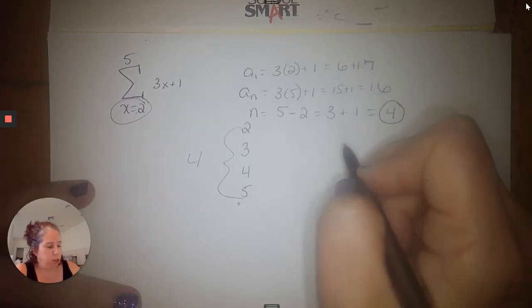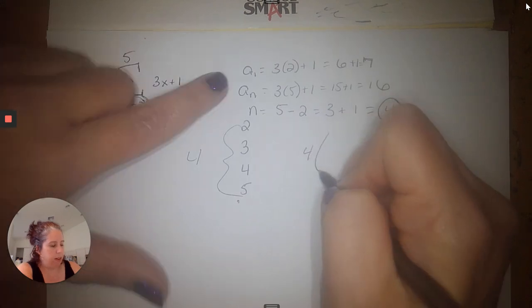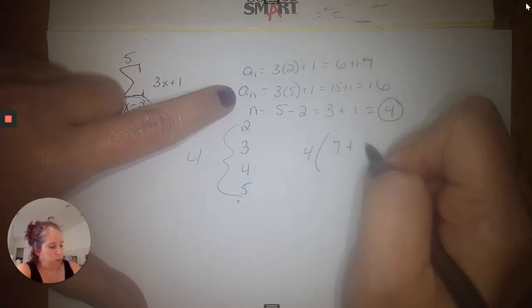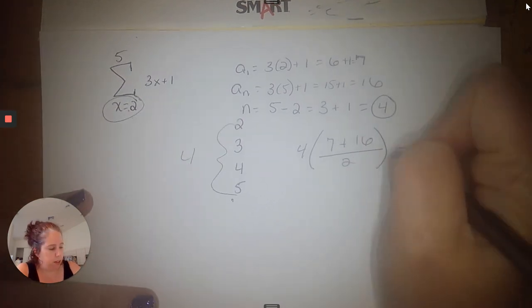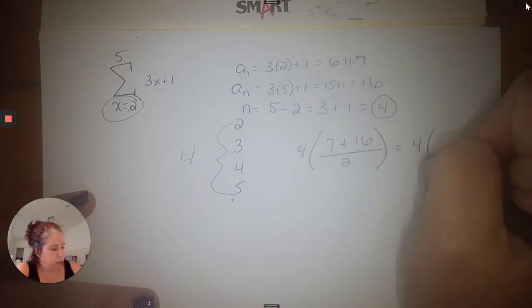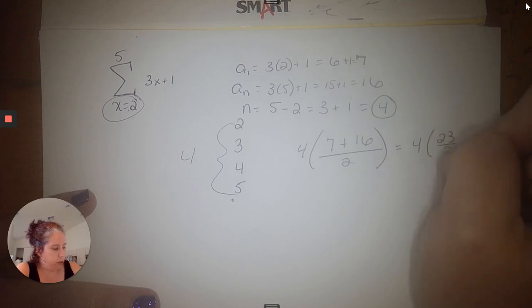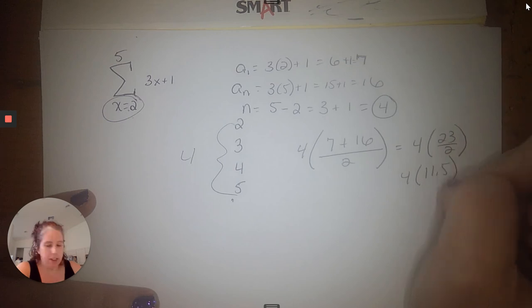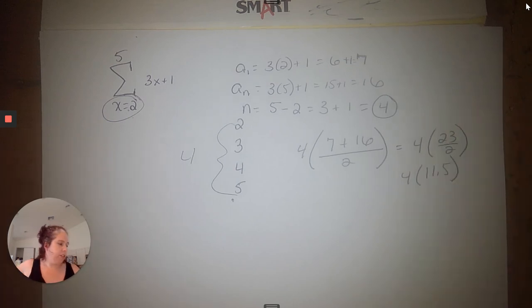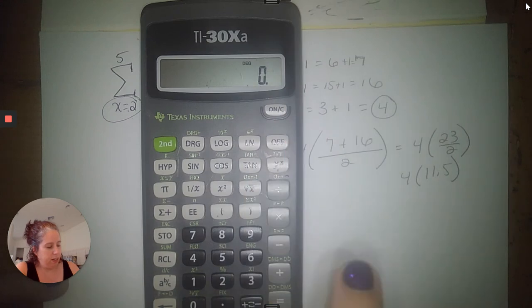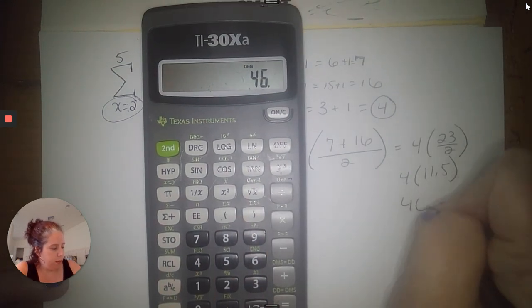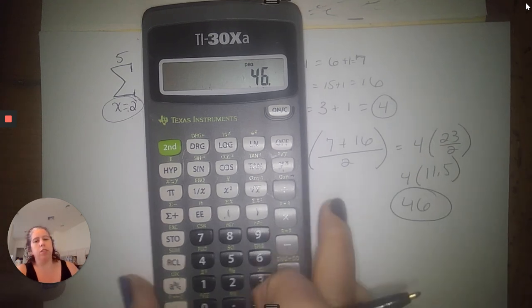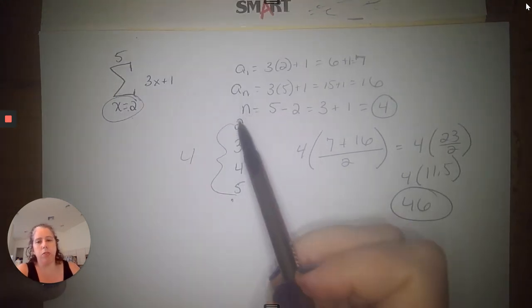All right, so then we just plug it in. So we have N times A1, which is 7, plus AN, which is 16, divided by 2. All right, so that gives me 4 times 23 over 2, which gives me 4 times 11 and a half. Then you find your calculator. 11.5 times 4. Your answer is 46, okay? I'd get that same answer if I plugged in 2, 3, 4, and 5.